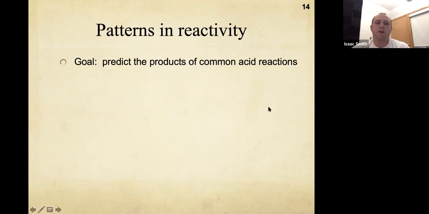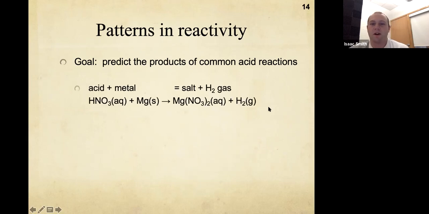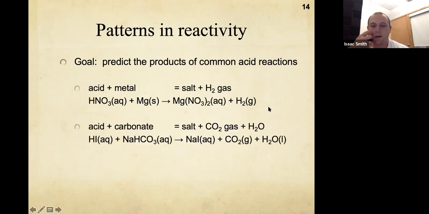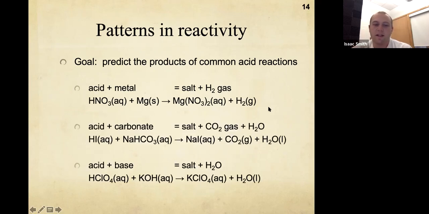Okay, so our goal, again, at the beginning of the lecture was to predict products of common acid reactions. So acid plus metal gives salt and hydrogen gas, acid and carbonate gives salt, CO2, and water, and acid and base gives salt and water, right? This is the neutralization reaction. And then be able to balance these reactions.